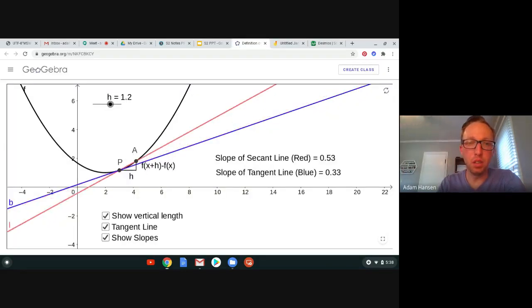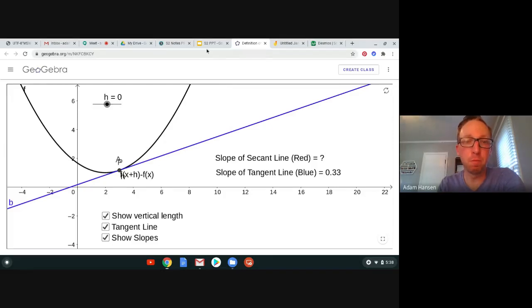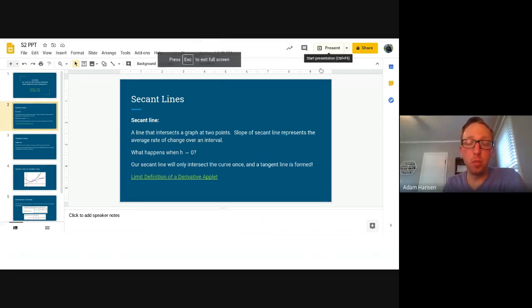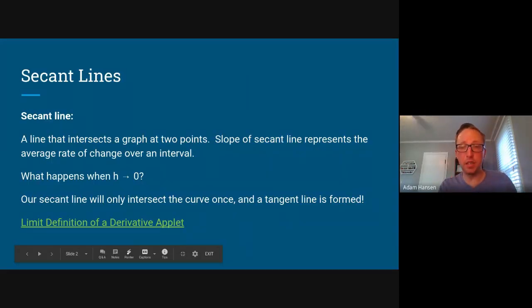We've taken what we know about the slope between 2 points, let those 2 points come together. Now I have the slope at only 1 point by letting h get closer and closer to 0. So like we said here, what happens as h goes to 0? Well, the 2 points come together. Rather than having a secant line, we've created what's called a tangent line, where we only intersect the curve once.